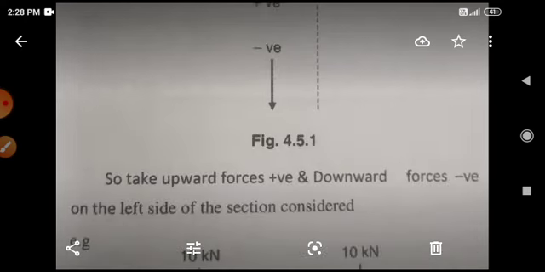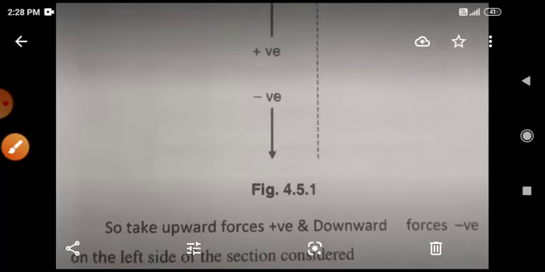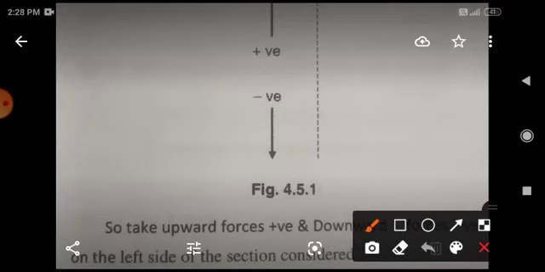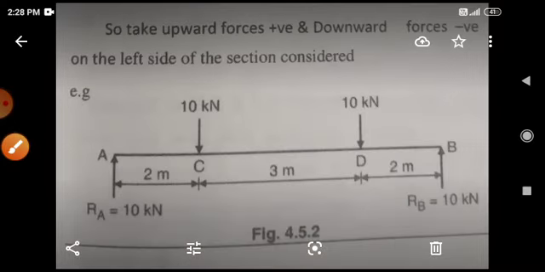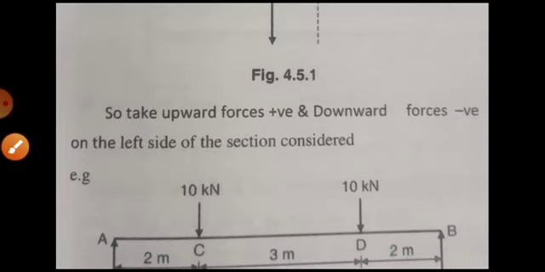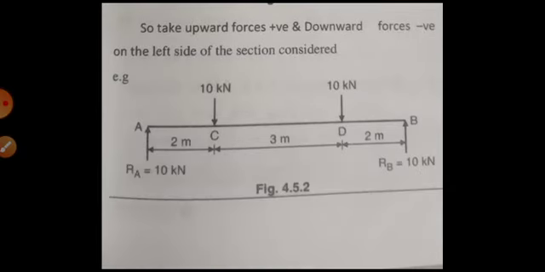Here see, take upward forces positive and downward forces negative on the left side of the section. See here properly. If this is the left side, this is the section we have taken. If we are considering the left, then upward forces are positive and downward are negative. And if our section is toward the right, in that case we have to do it vice versa. Here you can see the figure.